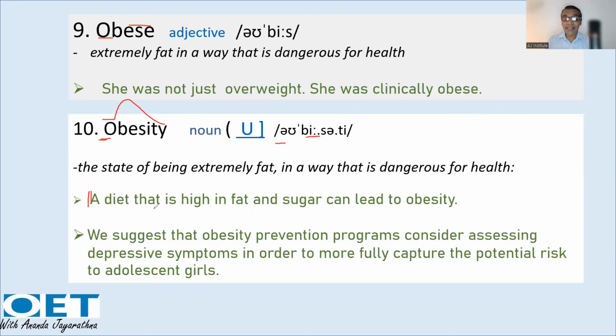Now read these examples aloud. A diet that is high in fat and sugar can lead to obesity. Now we have a long sentence to read. How can we read that? We suggest that obesity prevention programs consider assessing depressive symptoms in order to more fully capture the potential risks of adolescent girls. Try to say it at a natural pace.